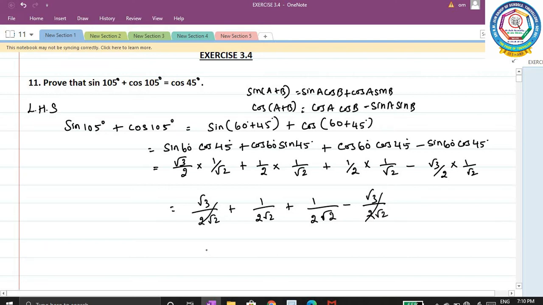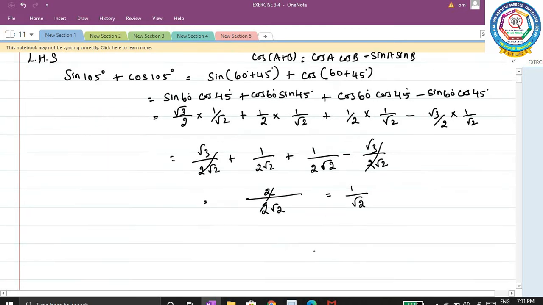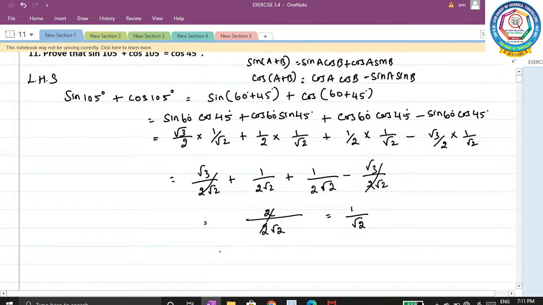Here plus and minus will cancel. Now both denominators are equal, 2 root 2, so you can add the numerators directly. 1 plus 1 is 2. Now I am going to cancel 2 by 2. This is equal to 1 by root 2, and 1 by root 2 is equal to cos 45 degree. So what is the right hand side? Right hand side is equal to cos 45 degree. So left hand side is equal to cos 45 degree, right hand side is equal to cos 45. Hence proved.